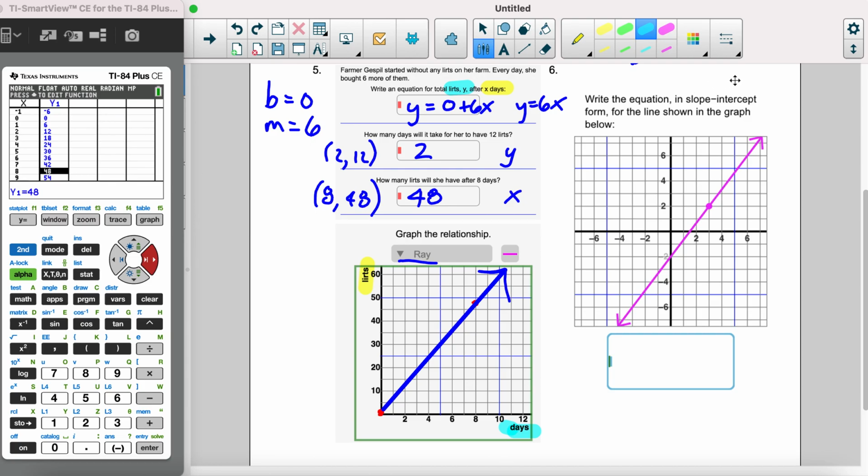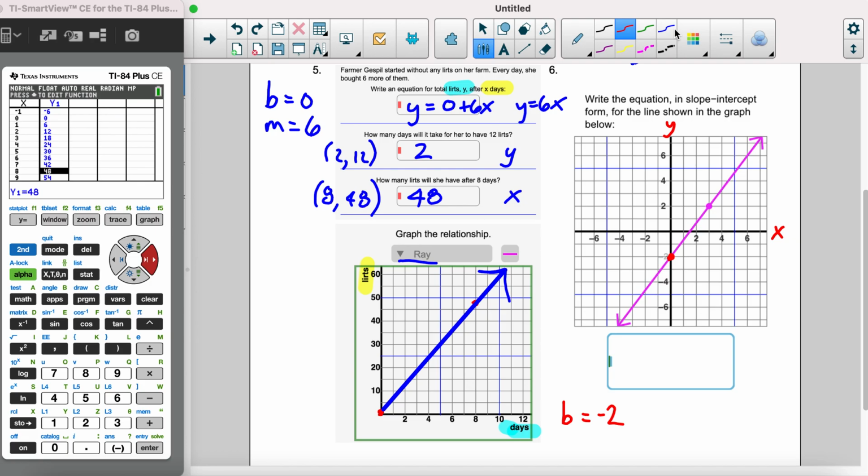The last problem here, number 6, says write the equation in slope-intercept form for the line shown in the graph below. So in this case, we're given a graph, and they ask us to figure out what the equation of the line is based on the graph that we're given. So the first thing I'm going to look for is, where does this intercept with the y-axis? And you can follow your line down, and where it crosses the y-axis, that's your b. Looks like it crosses right here at -2. Okay, so I know my b value is equal to -2.